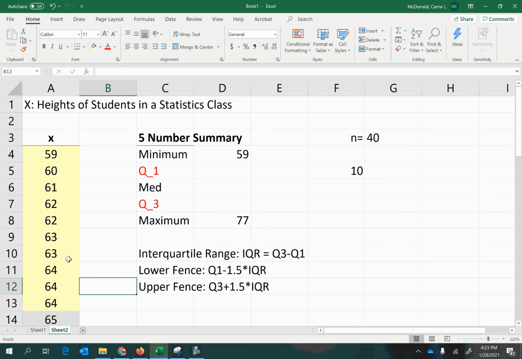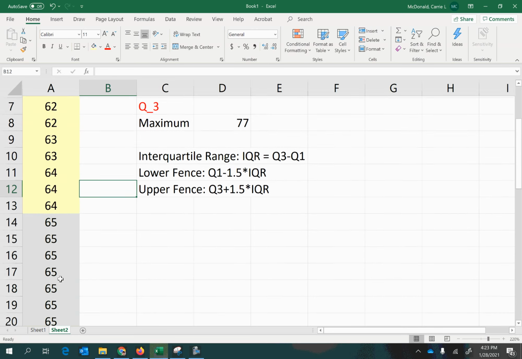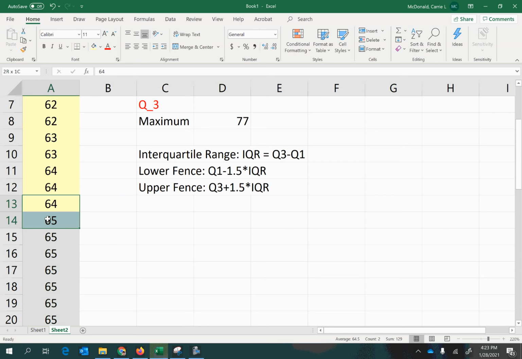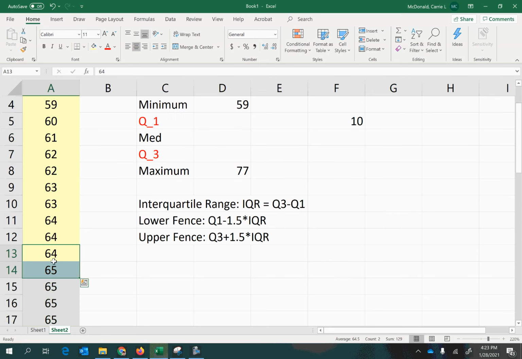Now, since this came out evenly, the dividing lines are very clear between two values. So we're going to take the average between those two values, and that would be 64.5. So that'll be my first quartile.